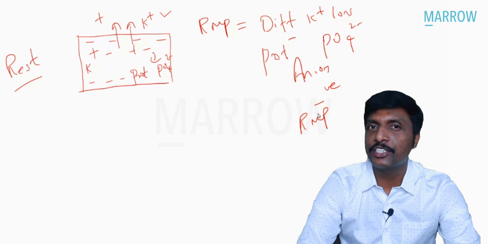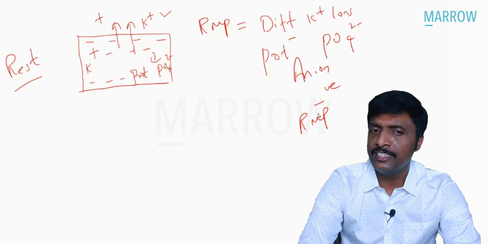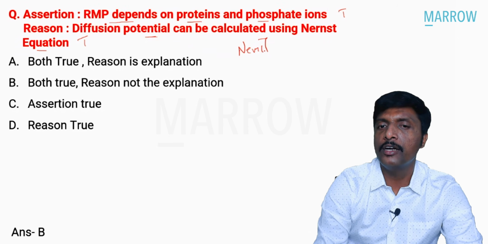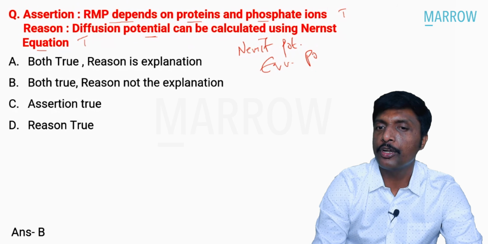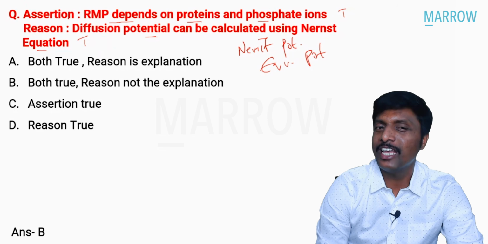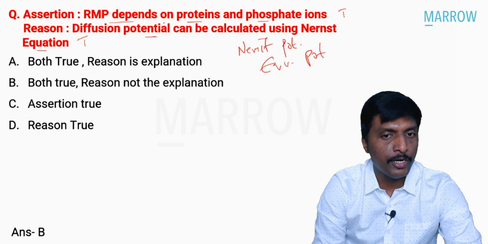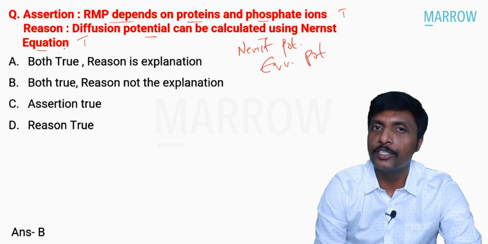If this is the explanation, we should choose that both are correct. But what they are giving as the reason is just a broad statement. Diffusion potential can be calculated using the Nernst equation. Diffusion potential, Nernst potential, or equilibrium potential all mean the same. This is also a true statement, but the reason is not the explanation for the assertion. What is the explanation for the assertion? RMP depends on proteins and phosphate. Reason: this is because of diffusion of the positive charge, potassium ions.